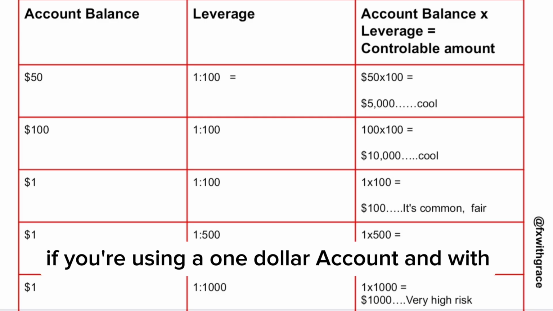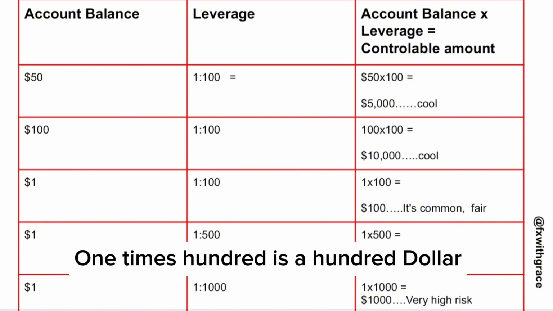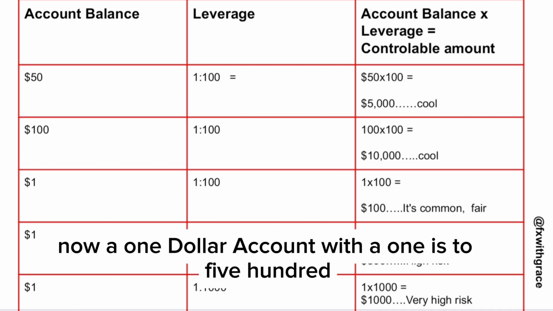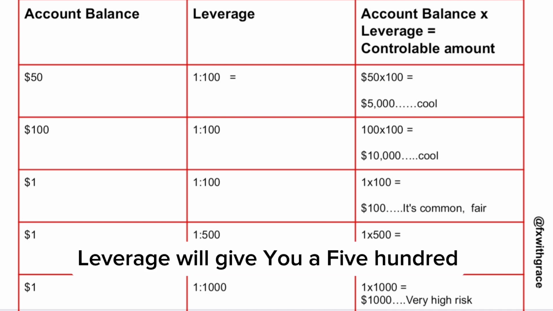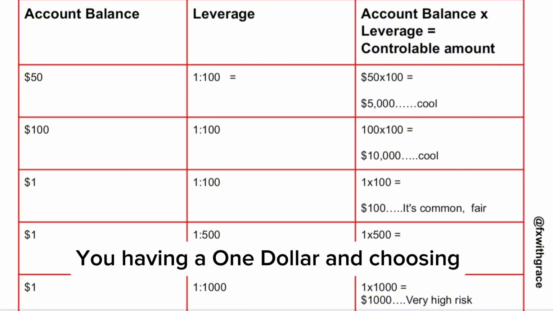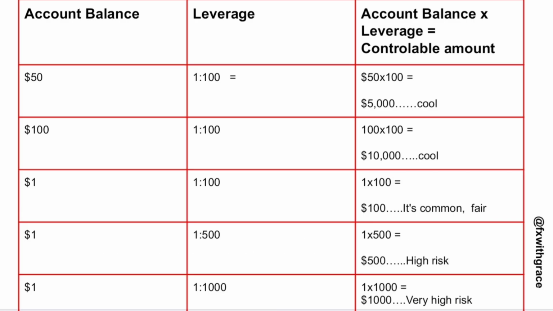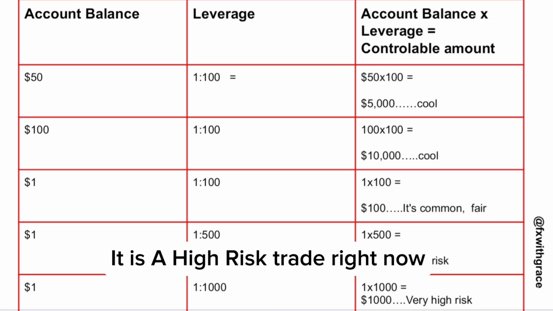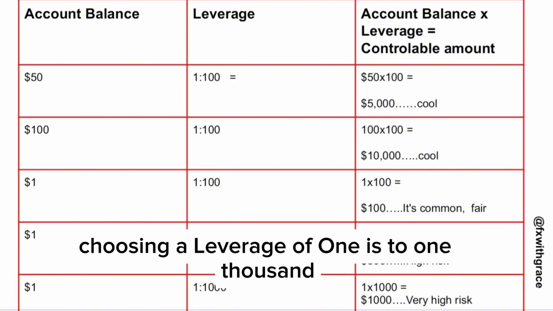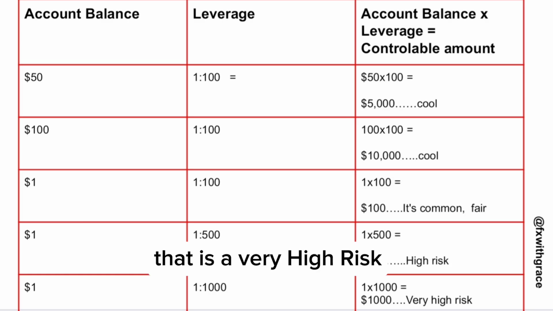Now, if you're using a $1 account with a leverage of 1:100, 1 times 100 is $100. When comparing the leverage types, it's a fair amount to choose. Now, a $1 account with a 1:500 leverage will give you a $500 account. That's a high risk. It is a high risk trade, right? Now, in a more higher risk account, a $1 account choosing a leverage of 1:1000, 1 multiplied by 1000 will give you a $1000 account. That is a very high risk.